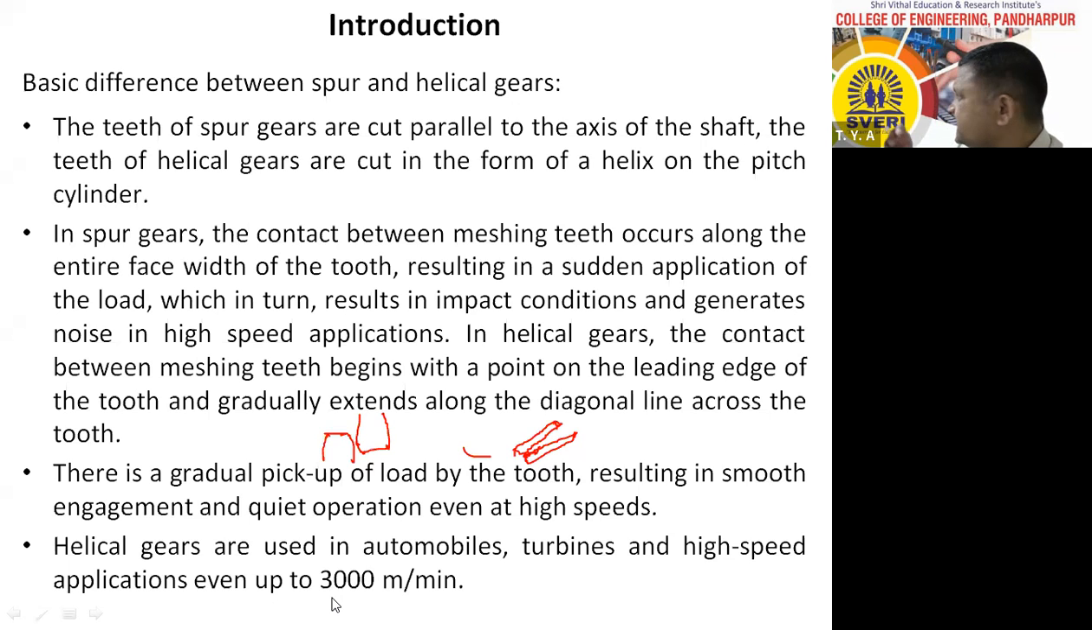Therefore, helical gears are used to transmit the speed or for the speed ratio of above 1:5 or up to 1:10.